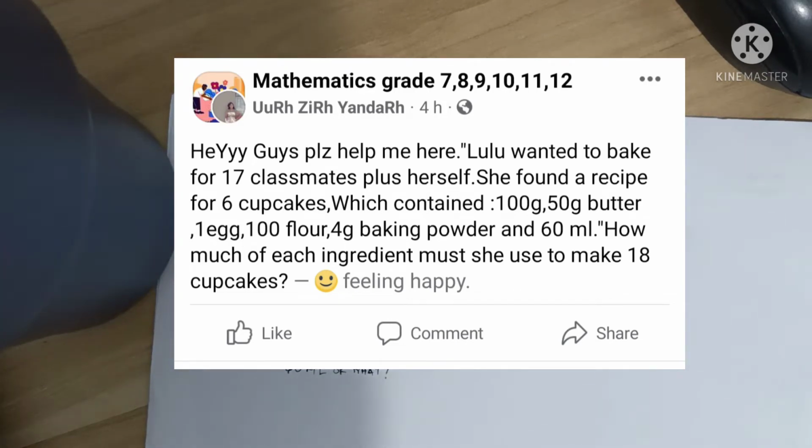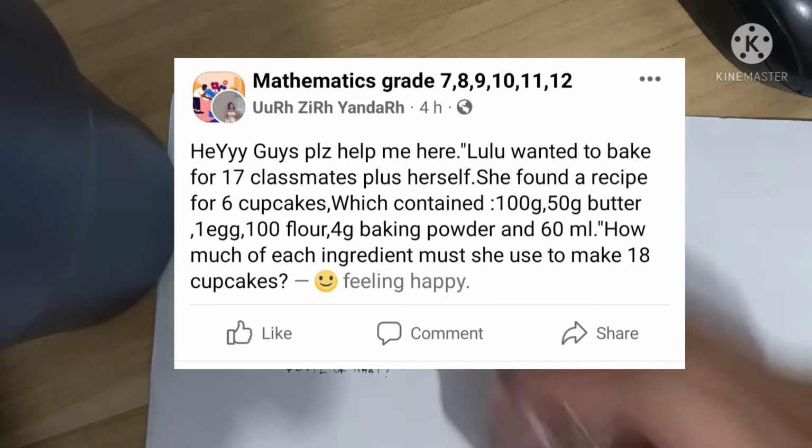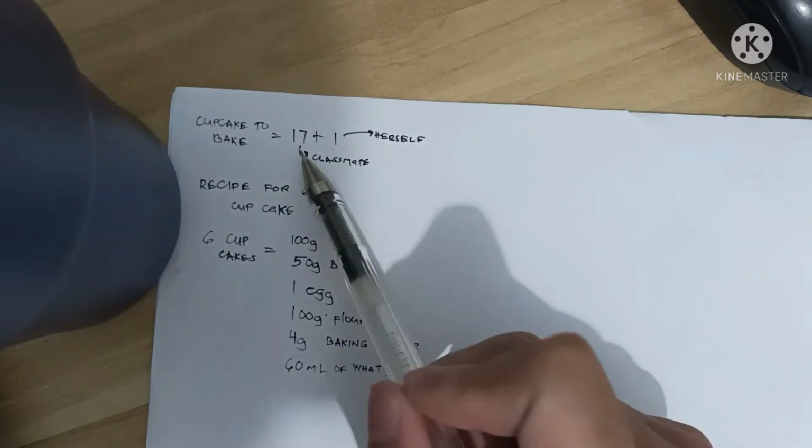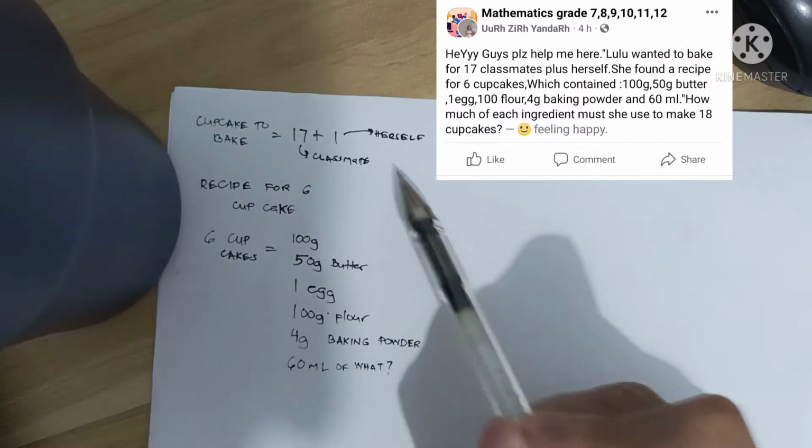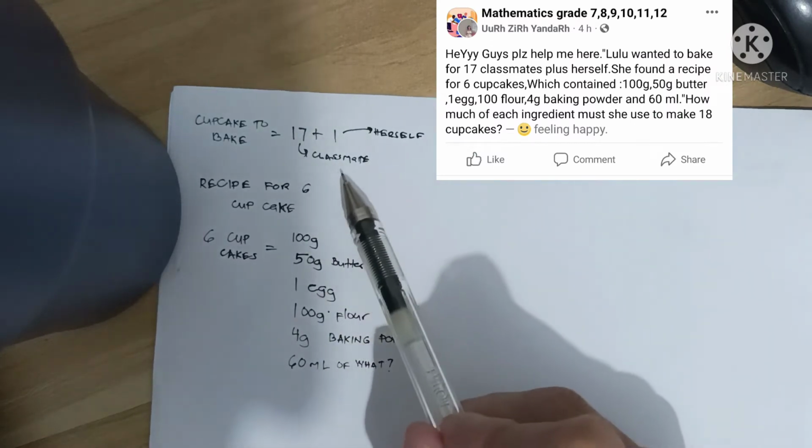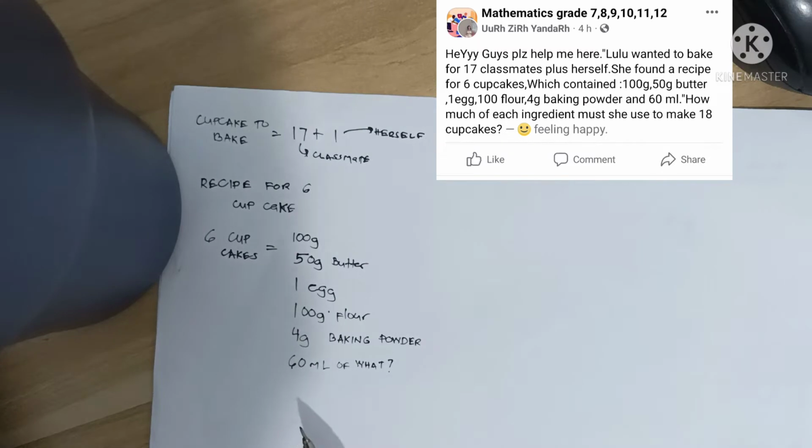Okay, so good afternoon. For your question, she needs to bake 18 cupcakes, right? So first, we have to write the given. So how many cupcakes to bake? 17 for her classmates and 1 for herself.